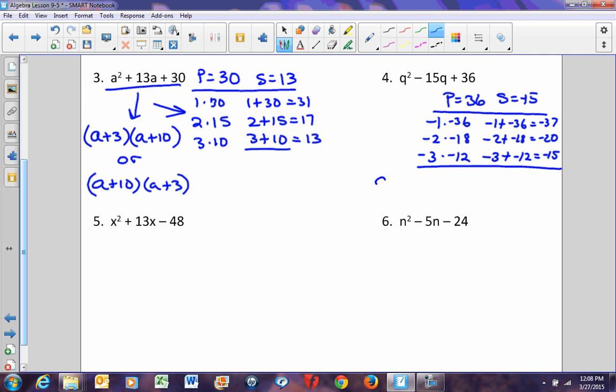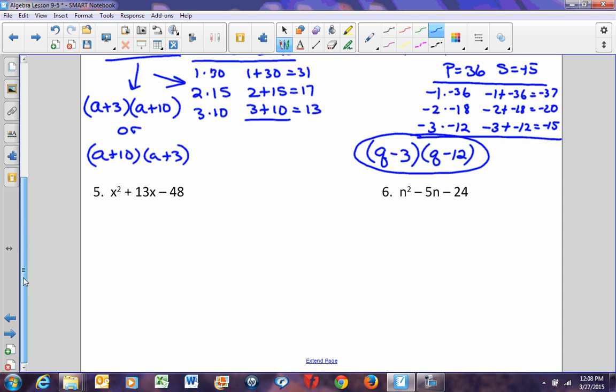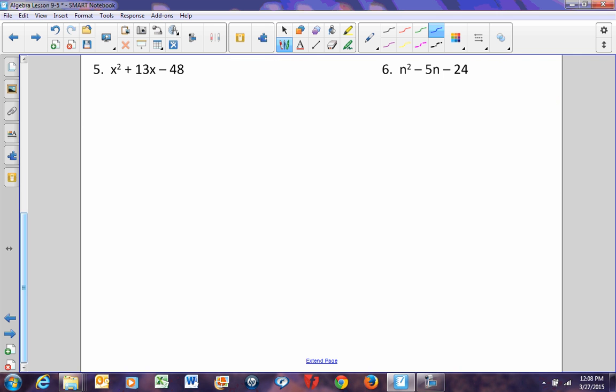So I need Q minus 3 times Q minus 12. I'm done. Eventually, you'll get really, really quick at these. You'll be able to factor these quite quickly. But there's little things you need to learn. All right, let's take another one.